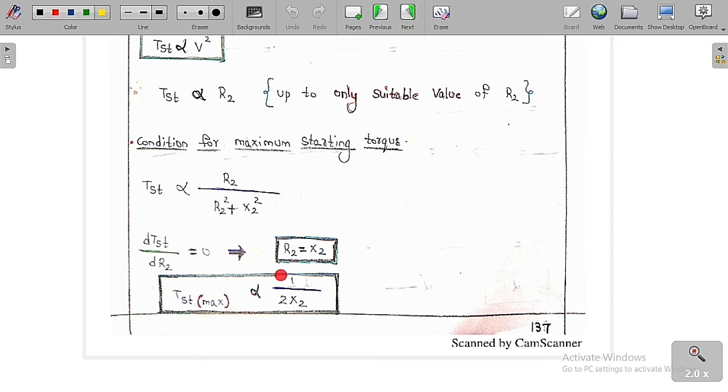If you substitute R2 is equal to X2 in the starting torque expression, then we are going to get X2 by 2X2 whole square. So therefore 1 by 2X2 we are going to get. So if you substitute R2 is equal to X2 in this expression, then finally the starting torque maximum value is directly proportional to 1 by 2X2.